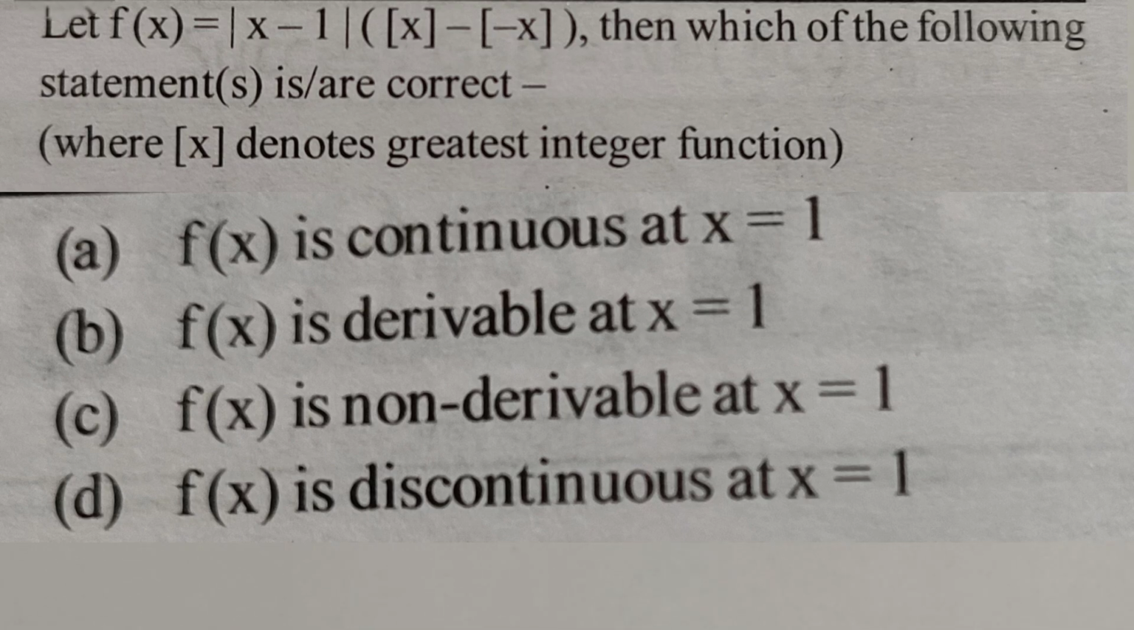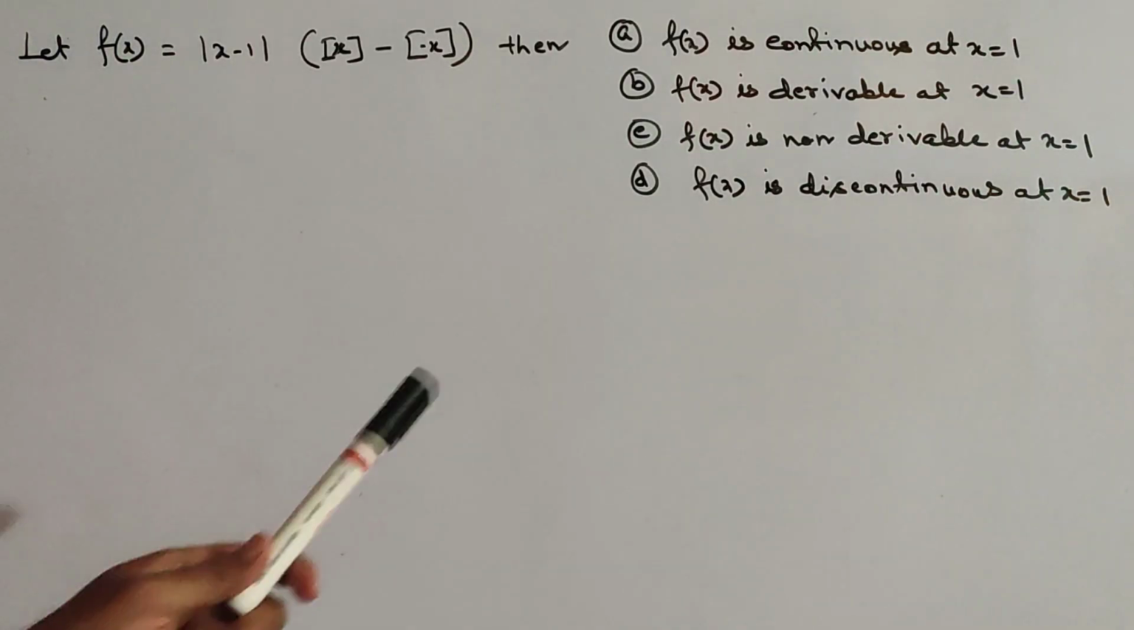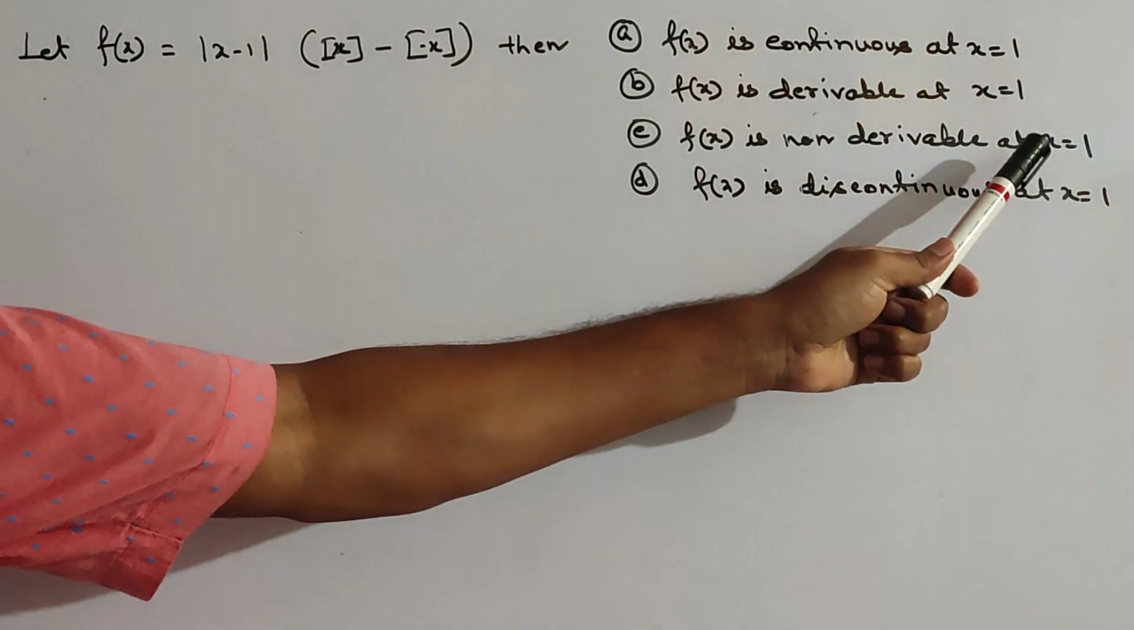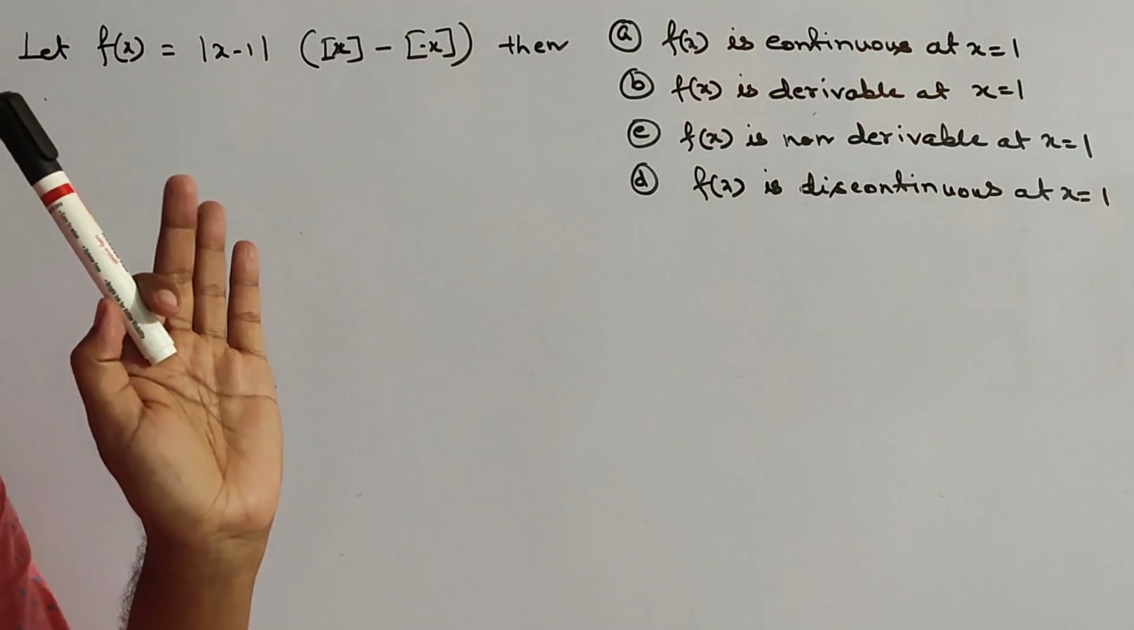This is a more than one answer type problem, and the problem is f(x) equal to mod x minus 1 into box x minus box of minus x, where box x is the greatest integer function. Now we have to find the correct alternatives. More than one alternative may be correct. From the options, we see that all the options are at x equal to 1.